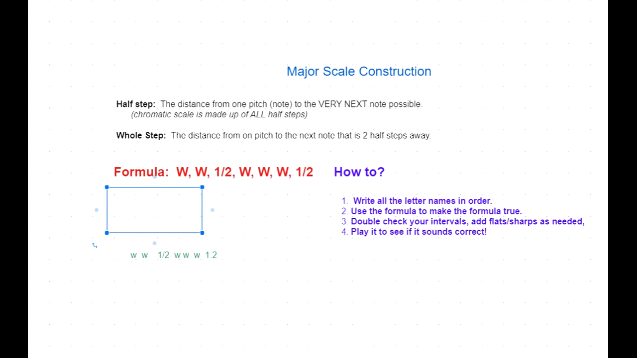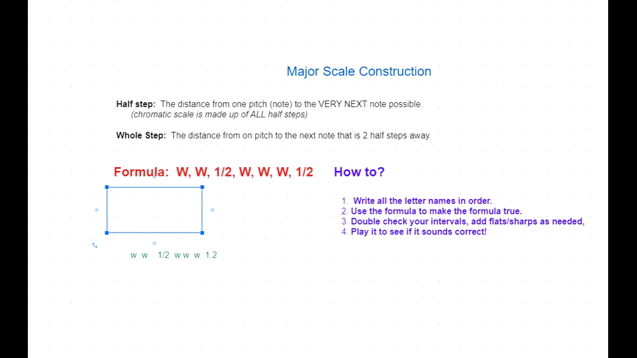Okay, so now we just have to create that formula. Between D and E, we need a whole step. Okay, so think about that piano keyboard. Is there anything between D and E? Yes, we have a D sharp or an E flat there. So that is a whole step between those two pitches. So that makes that part true. It's fine. We can move on.